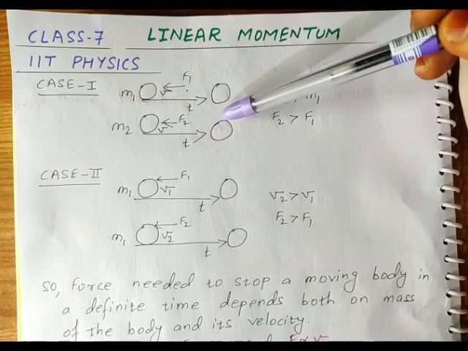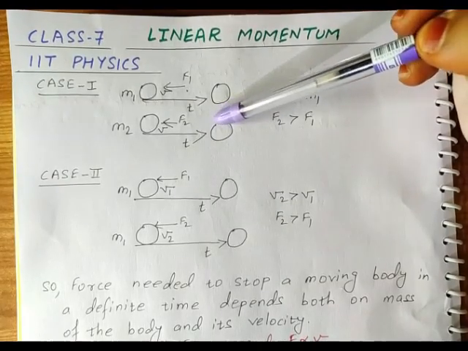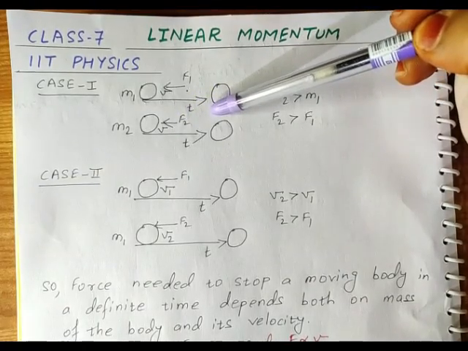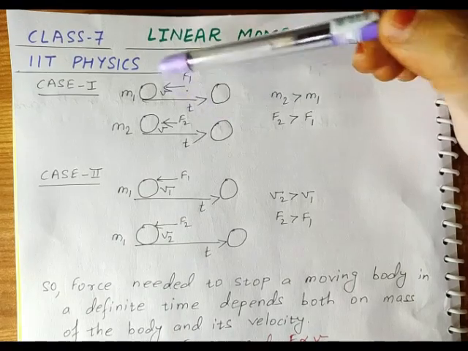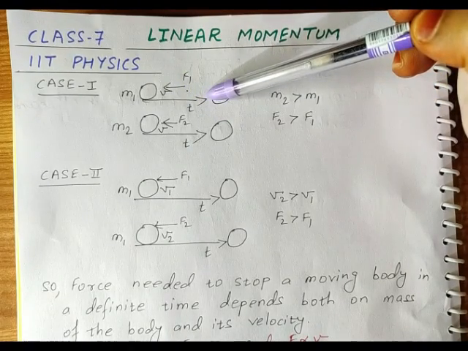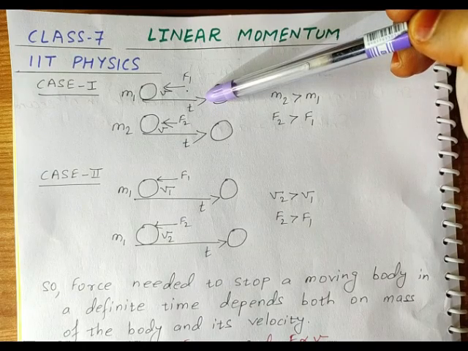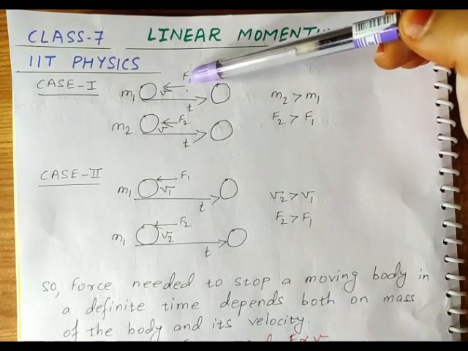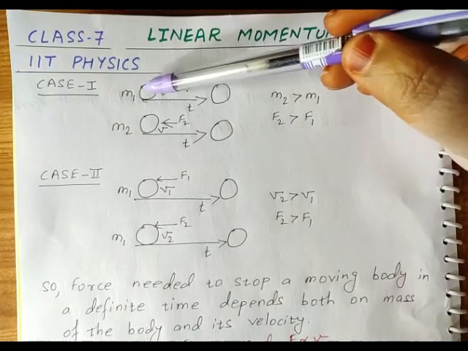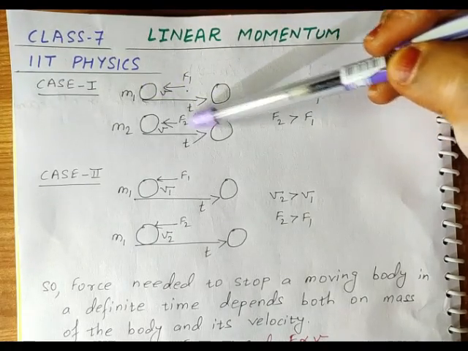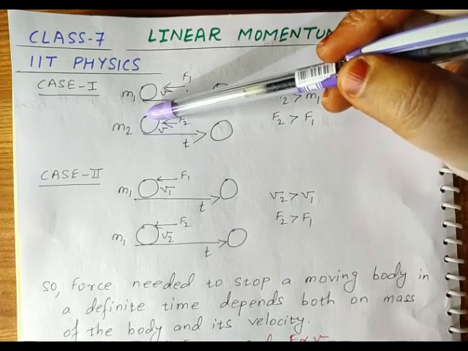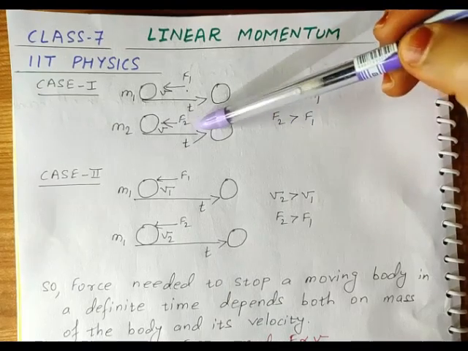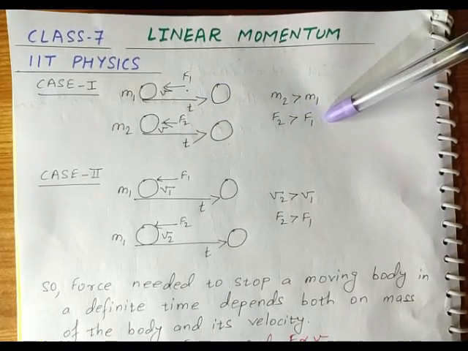You have to apply some force to stop the body, which is moving with the same velocity v. What does Newton's first law say? If a body is in motion, it continues in motion unless an external force is applied to stop it. So you have to apply some force to stop it. Let the first force be F1 to stop the first body and the second force be F2 to stop the second body. Then which force is more? Of course, the second force F2 is greater than F1.